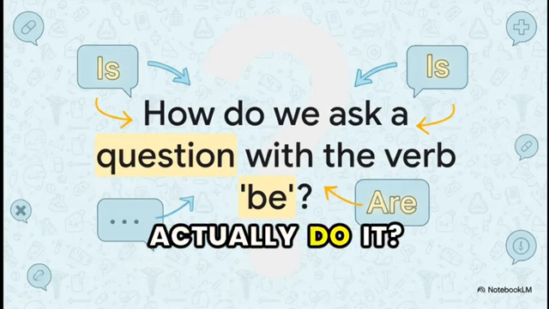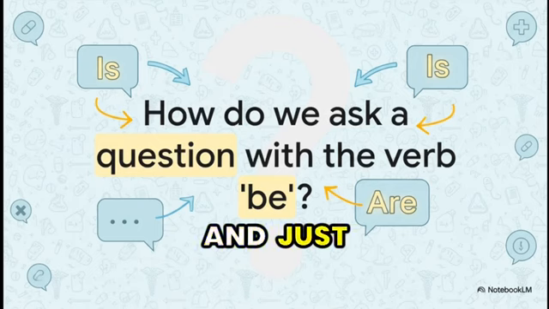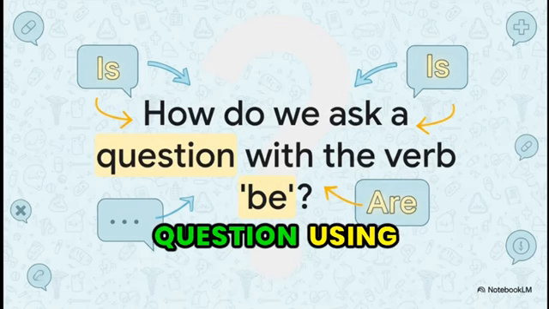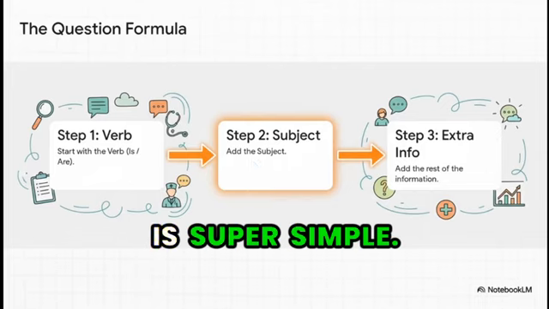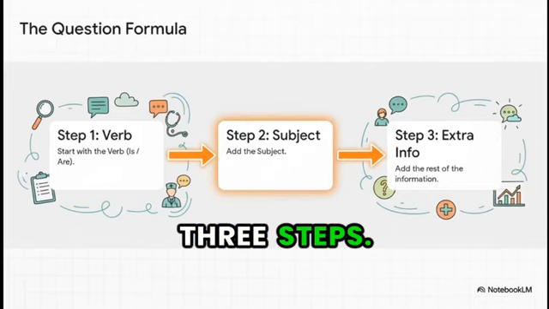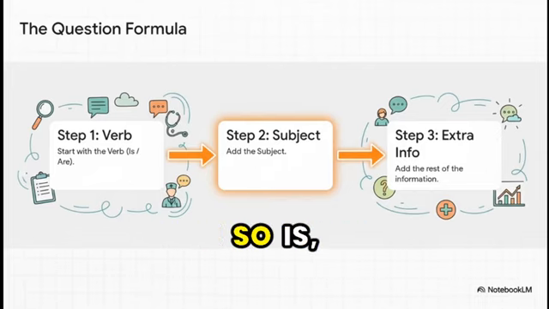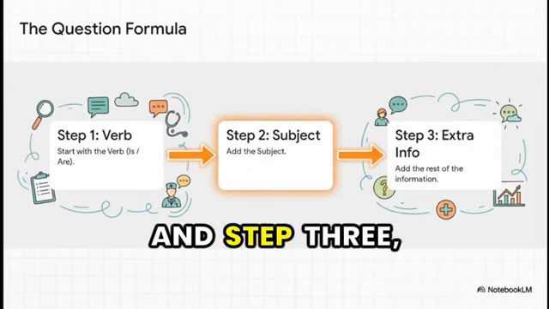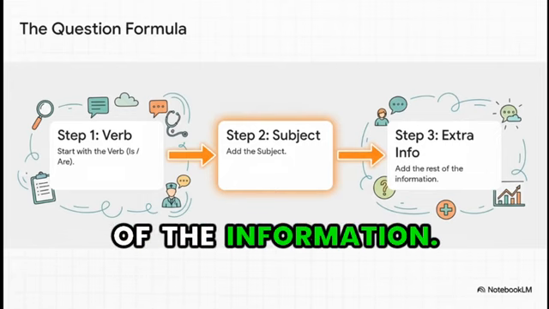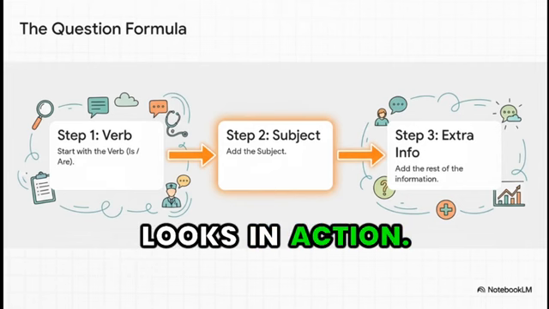So how do we actually do it? How do we take a statement and just flip it into a really clear question using is or are? Well, the formula is super simple. It's just 3 steps. Step 1, you start with the verb, so is or are. Step 2, you add the subject. And step 3, you add the rest of the information. Let's see how that looks in action.